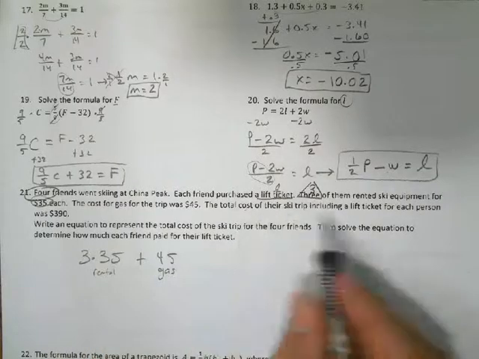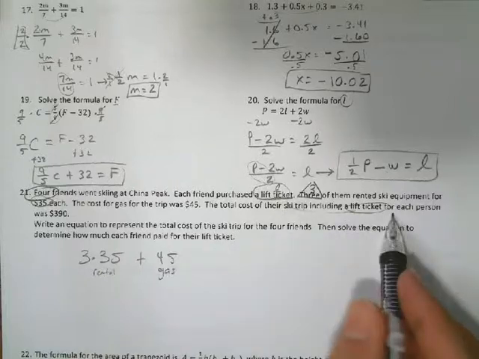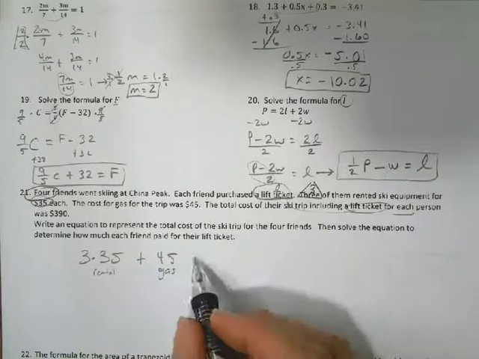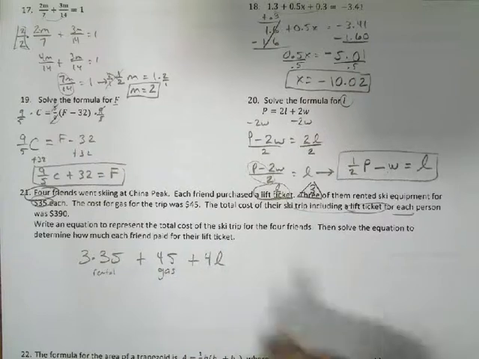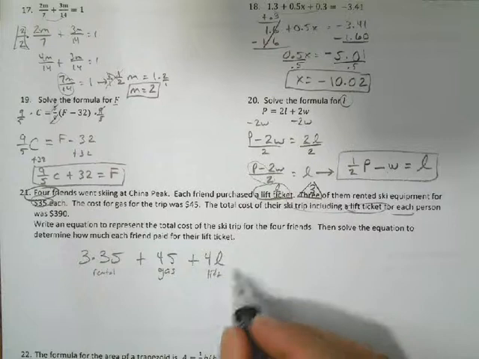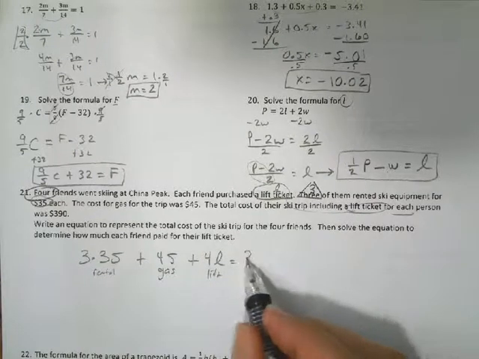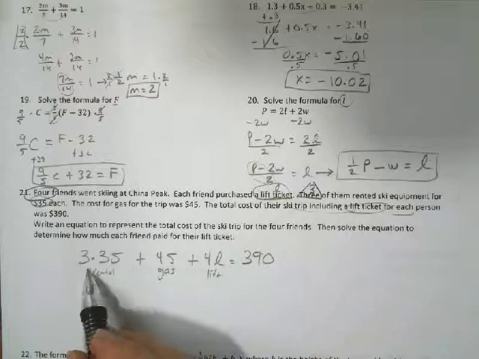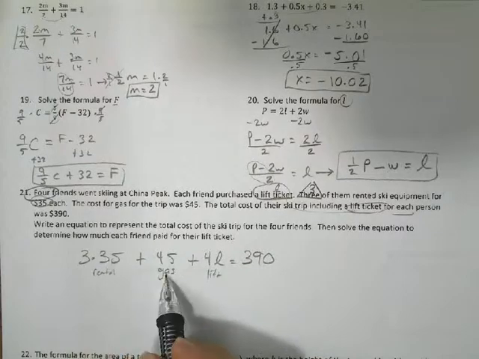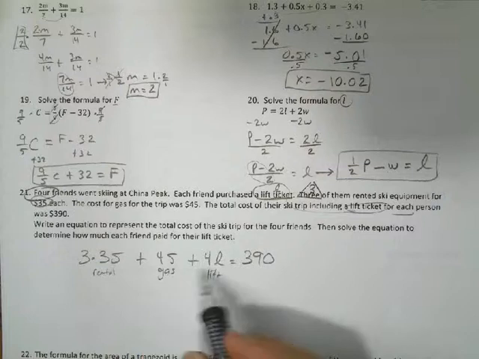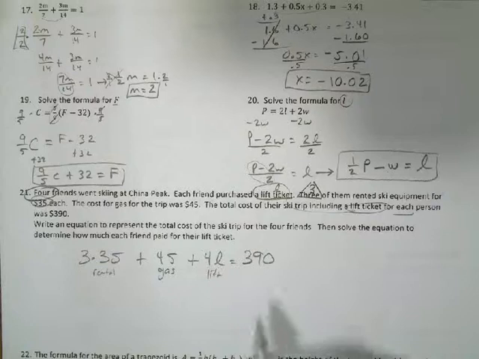The total cost of the trip, including a lift ticket, and there's that lift ticket again, L, for each person, was $390. Well, there are 4 people on this trip and they each need a lift ticket. So I'm going to just write that L for now. And the total cost was $390, and so I'll leave that there. So here's my 3 people times rental fee of $35, adding to that a $45 gas bill, and adding to that 4 lift tickets. I don't know how much a lift ticket is yet.